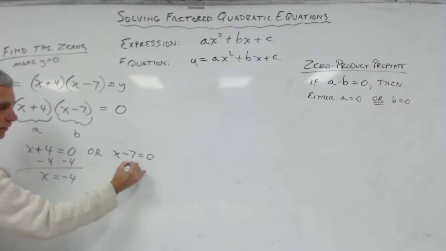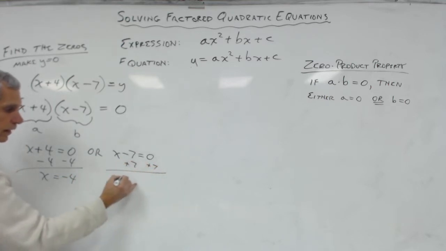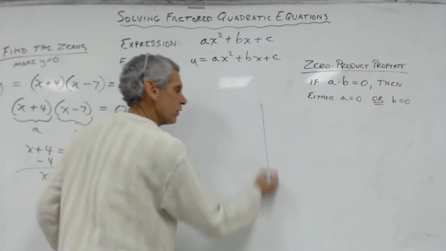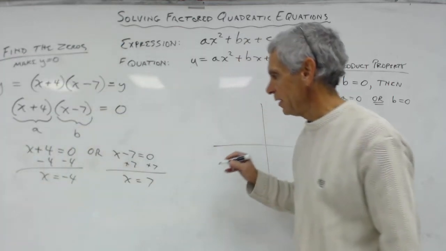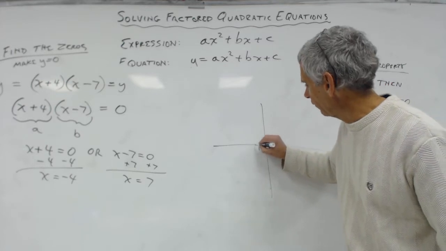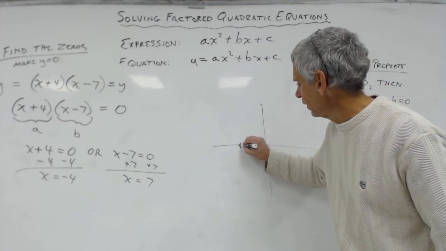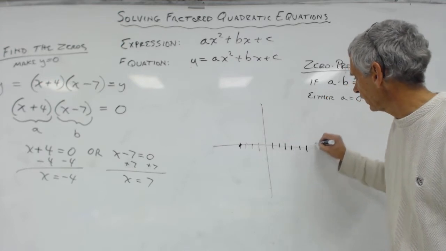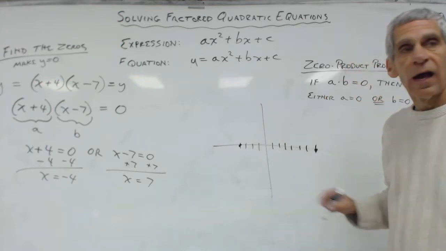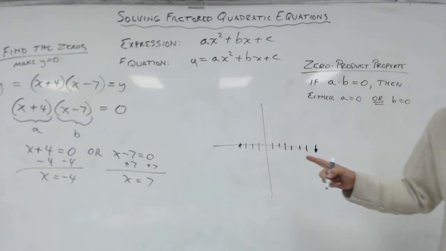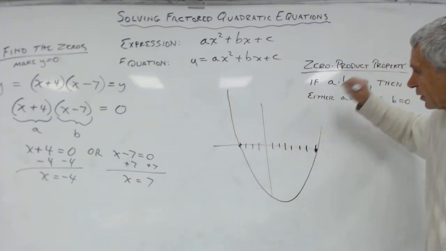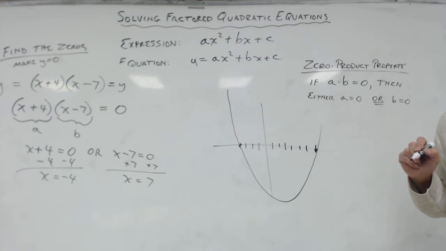And I'm going to add 7 to both sides here. That gives me x is equal to 7. So I know on my graph that this parabola at negative 4, 1, 2, 3, 4, dot, and at positive 7, 1, 2, 3, 4, 5, 6, 7, dot, I know my parabola crosses those 2 points. So I don't know exactly what my parabola looks like, but it's going to be approximately like that.